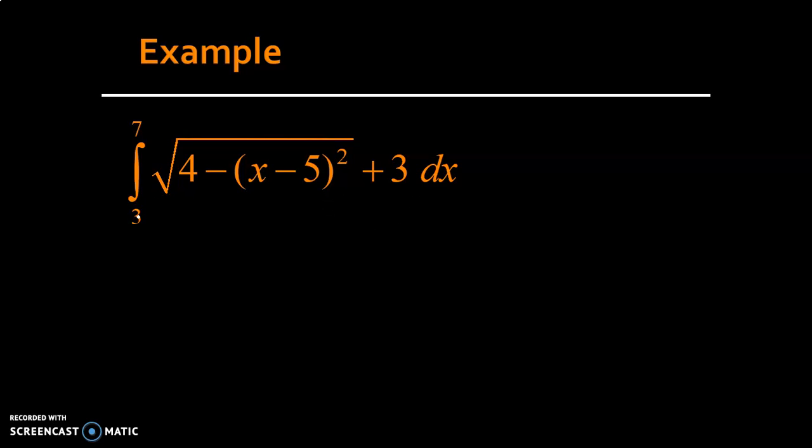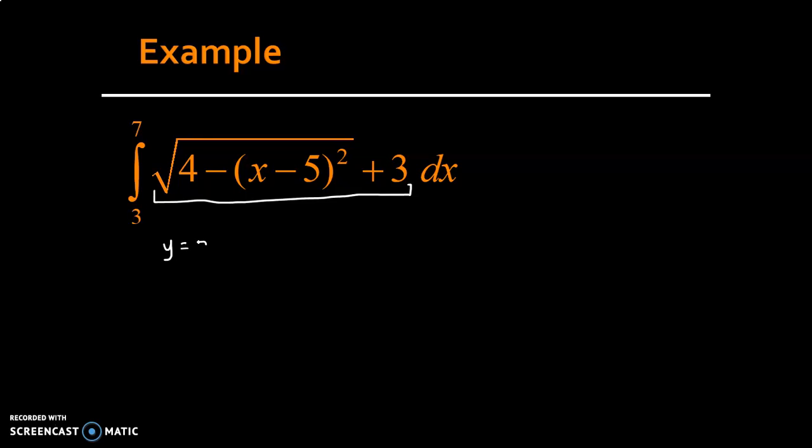So we want to know the area between 3 and 7 of the square root of 4 minus (x minus 5) squared, plus 3. Now some of you guys are going to jump and graph this in Desmos, and that's a great idea, but this might show up on the non-calculator portion of the AP exam. So let's figure out how we would graph this without a calculator.